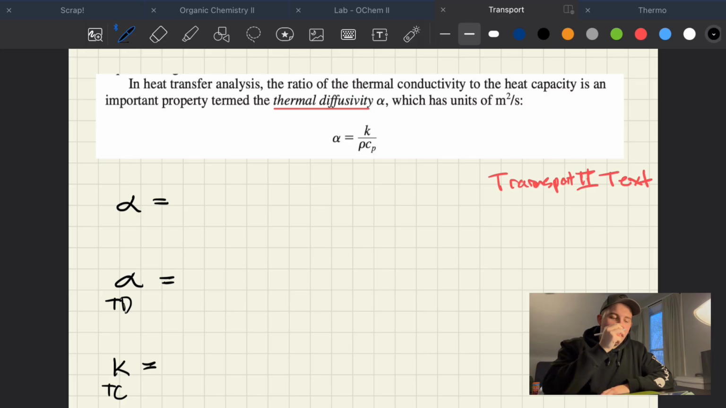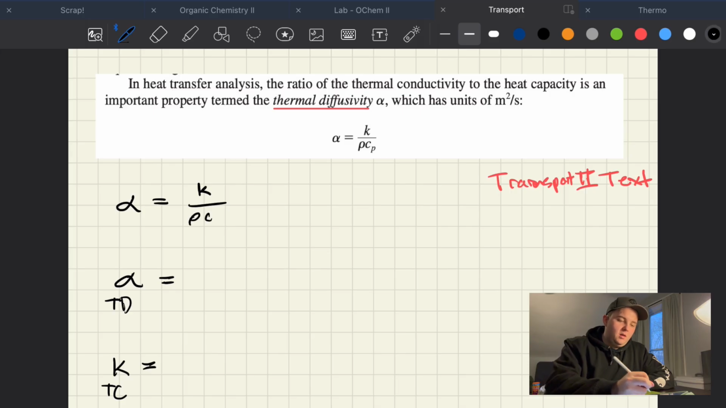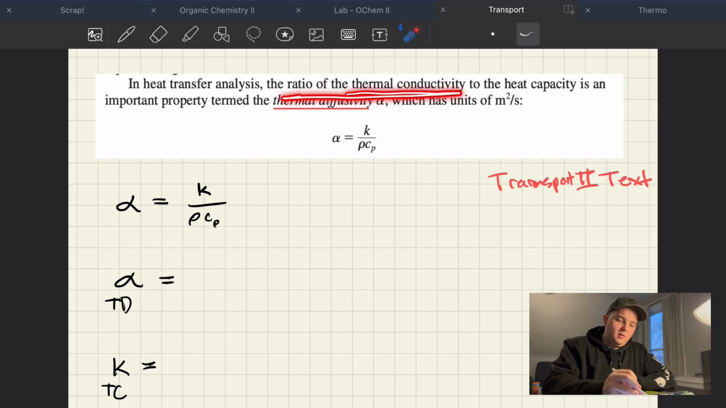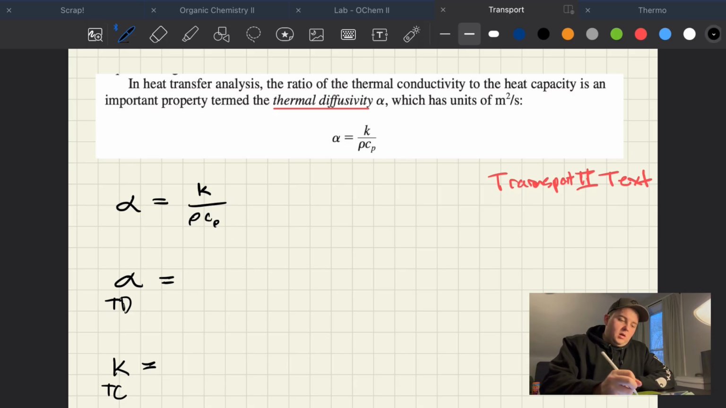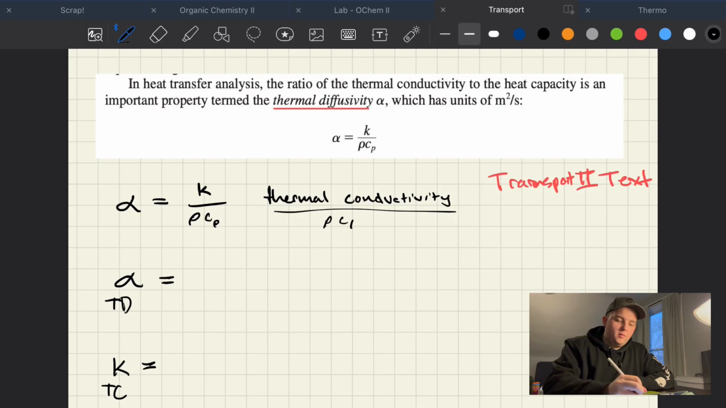So we have this textbook grab that I just read. So let's walk through it. We have alpha is equal to K over rho Cp. And as it says up here, alpha is the ratio of thermal conductivity to heat capacity, which is this. So really what we have is thermal conductivity over this stuff that doesn't matter, but heat capacity.